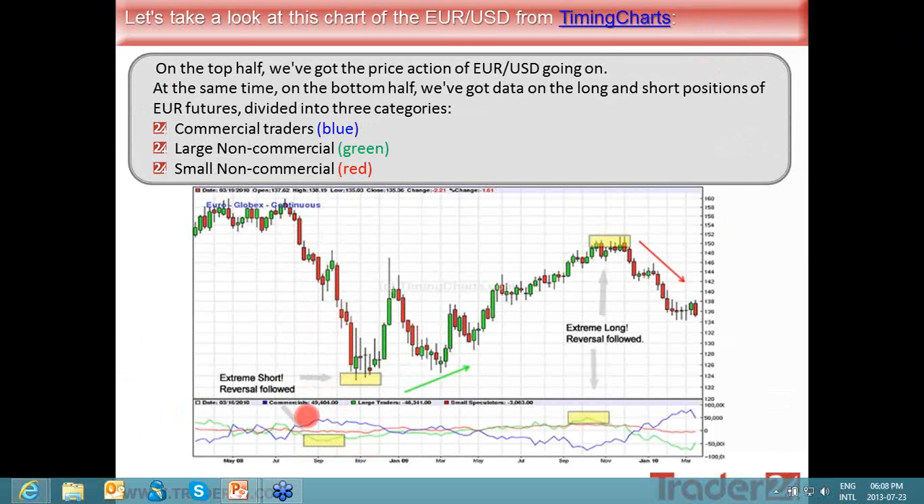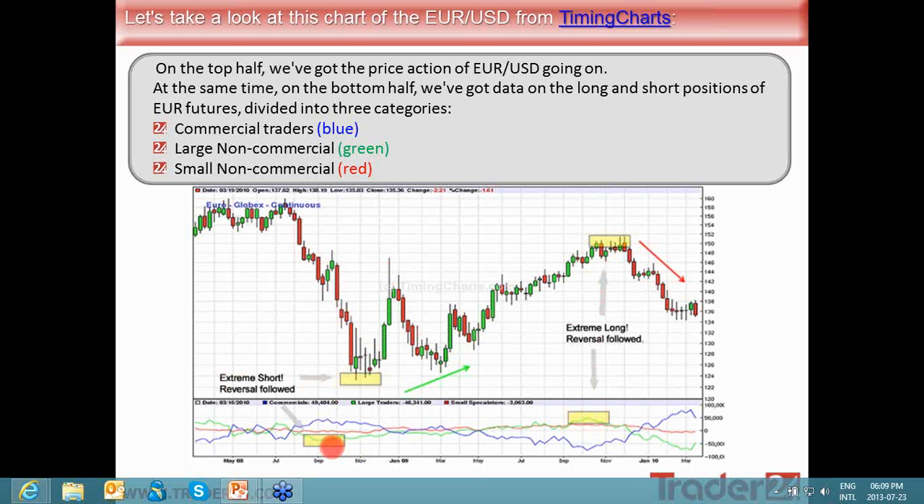Over the next year, the net value of euro futures position gradually turned positive. So as expected, the euro-dollar eventually followed suit, even hitting a new high around 151. In early October 2009, euro futures net long positions hit an extreme of 51,000 before reversing. Shortly afterwards, the euro-dollar began to decline as well. So here we go. An extreme long reversal followed. Here was an extreme short, the reversal followed. So we just need to pair those two together down at the bottom as well.